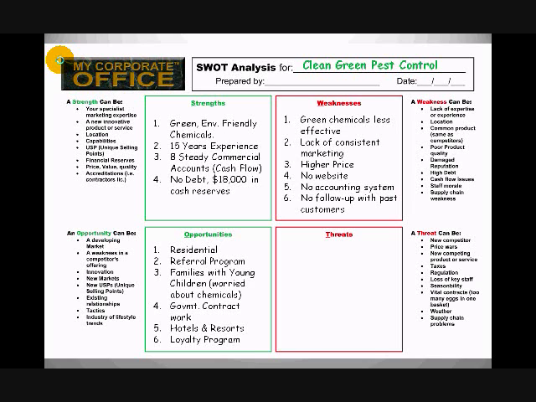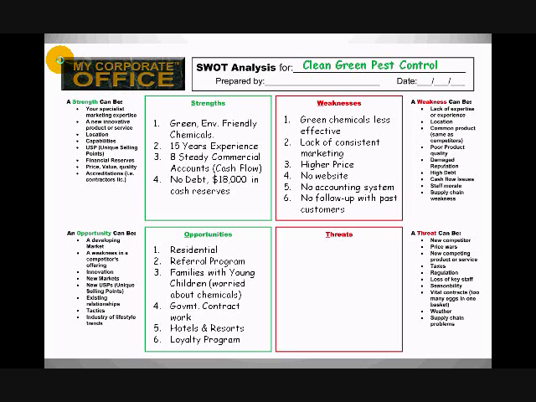3, families with young children, who of course are worried about chemicals. We know that this is a key demographic where concern can make a family willing to pay our higher price. The 4th, government work. We've become aware that our state government has started specifying green solutions in their bids, making us more able to easily compete for government work. 5, hotels and resorts. We've become aware that many hotels are working to acquire green certification, and pest control is a major part of that.